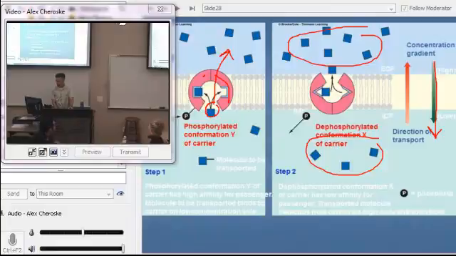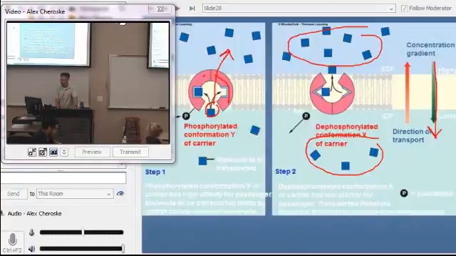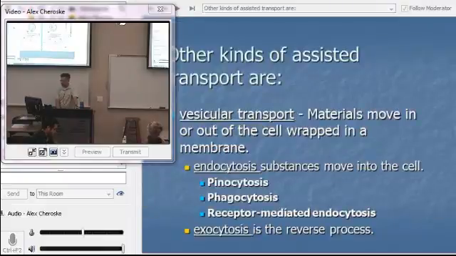Okay. So active transport, like we said, uses ATP. There is a difference between what's called primary and secondary active transport. The details about that aren't too critical. I wouldn't worry too much about that. So let's move forward so we can look at other types of transport.